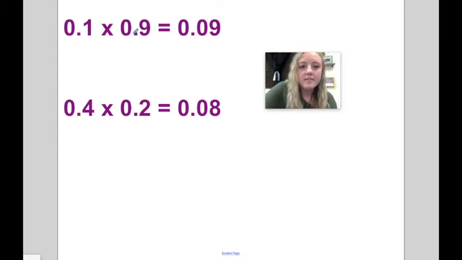I know that 1 times 9 is 9, so of course I have 9 in my answer. But this is 1/10 times 9/10, so my answer will be 9 hundredths. Another way you could look at this: in my factors, I have a decimal point in one digit, and in this one I have a decimal point in one digit. Altogether, that's a decimal point in two digits, which is reflected in my answer. Same thing down here. 4/10 times 2/10 is 8 hundredths, because a tenth times a tenth is a hundredth.